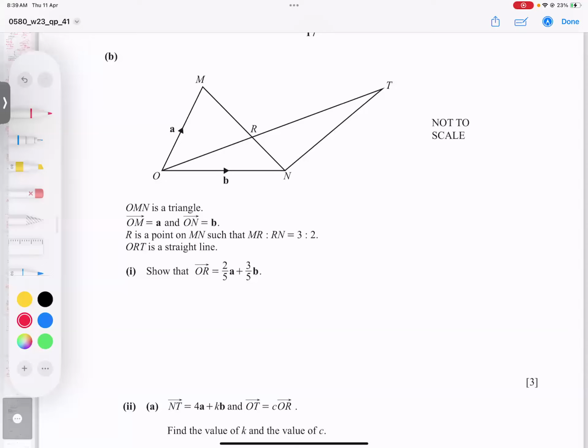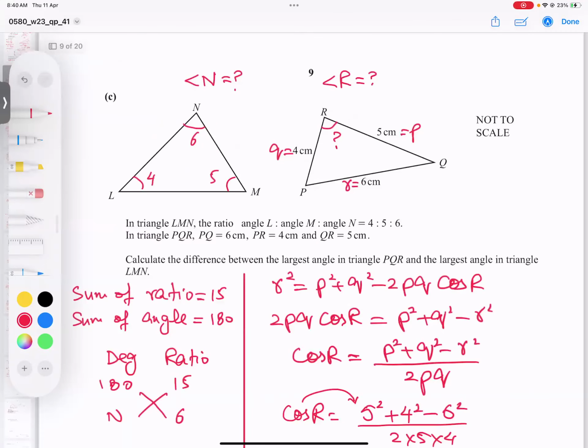What a question given here. OM is a, and O N is b, and given the ratio. So MR, where is MR? Here is MR. This is a ratio of 3 from here till here, and R is 2, so this is a ratio of 2. And OR is a straight line, that is very clear.